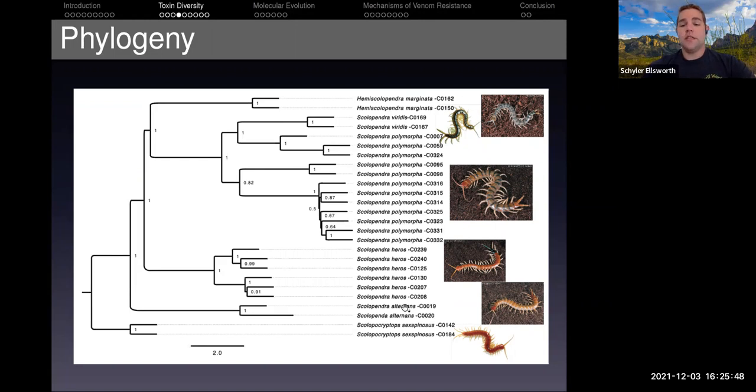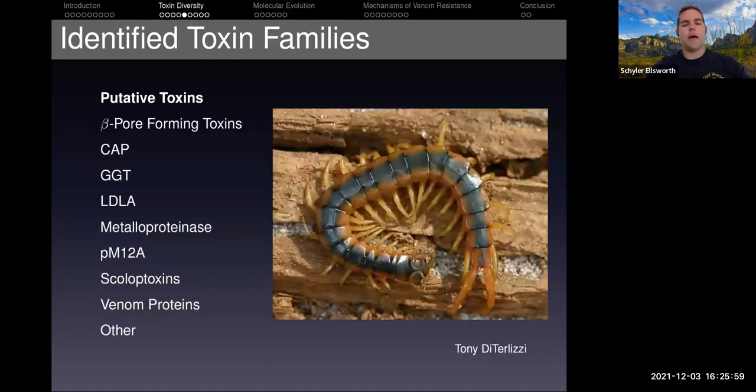So these were some interesting preliminary results, like I said. However, I was able to apply these groupings to how I identified the toxins in that pipeline that I just showed you. Going through that pipeline, I was able to identify some putative toxin families. I identified all of these different families here, like the beta pore-forming toxins that I talked about earlier in my talk, as well as the metalloproteases, as well as some other toxin families that are commonly found in centipedes.